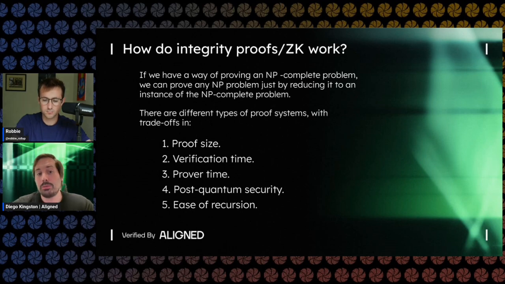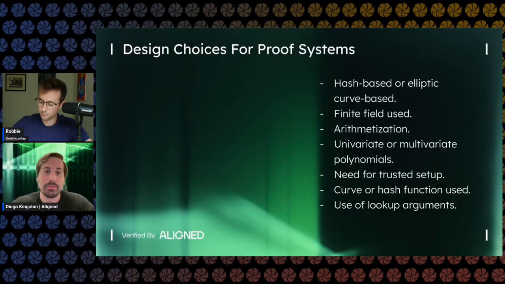Okay, so we have a set of technologies, and we have to choose which one is best for our purposes. And it may be that for our application there is one that is a lot better than the others, and we would like to use it. So here are some popular design choices that you have. For example, you can build your proof system using hash-based primitives, or maybe you can use elliptic curves.